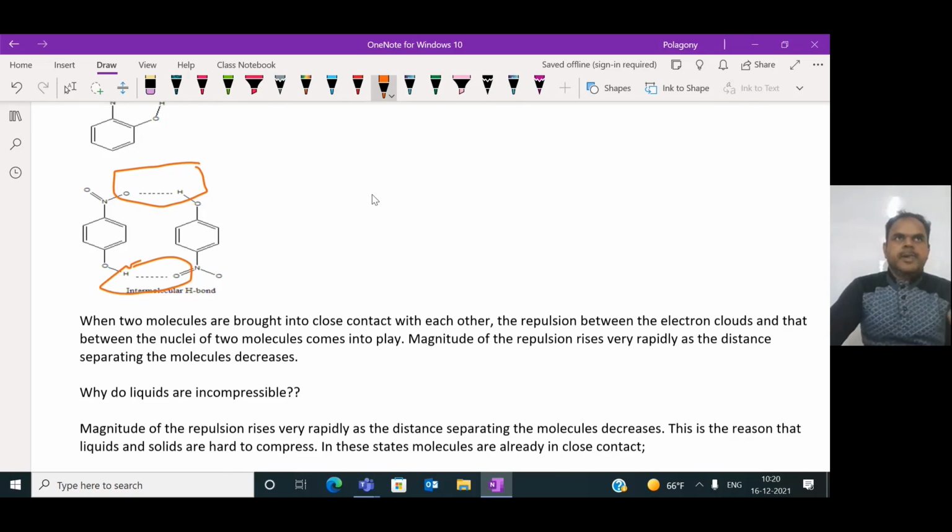So this is about intermolecular forces. We'll discuss thermal energy later, because thermal energy talks about the motion of the particles.